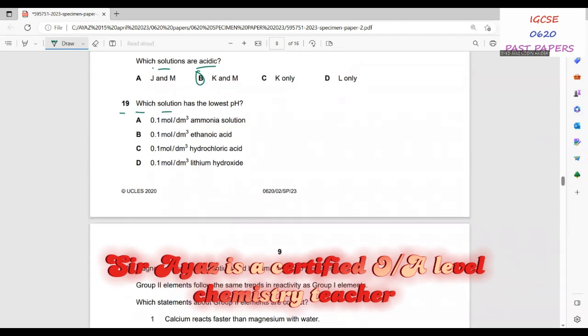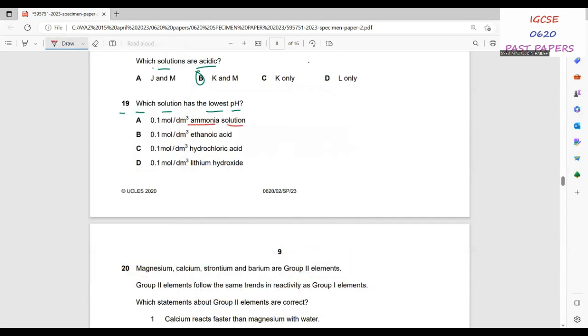19. Which solution has the lowest pH? Look at the solutions, then we can easily decide. Lowest pH indicates the strongly acidic solution. So automatically, ammonia solution is not acidic, so A will be the wrong answer. And lithium hydroxide, it's also an alkali, so D will also be the wrong answer.